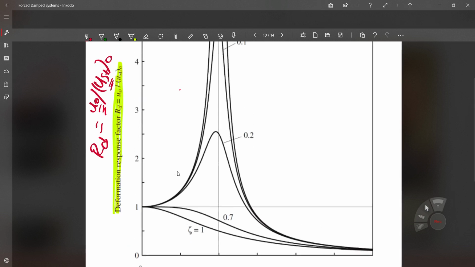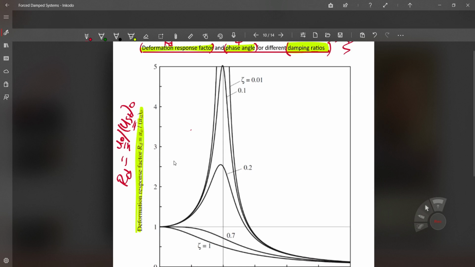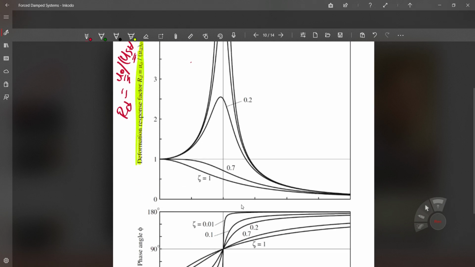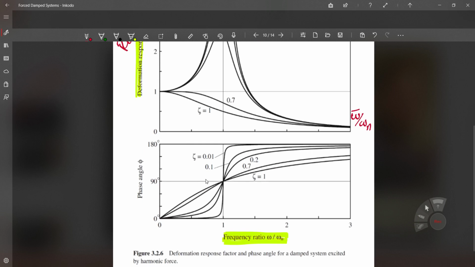Okay, so this is the first graph. Let me make it a little bit smaller so that we can see. Yes, that's it. So this is the first case, where the horizontal axis is the ratio omega bar over omega n, and the vertical is going to be RD. And the other graph, which is commonly attached to the first graph, is related to the same horizontal axis, omega over omega n, but the vertical axis is going to be the phase angle.